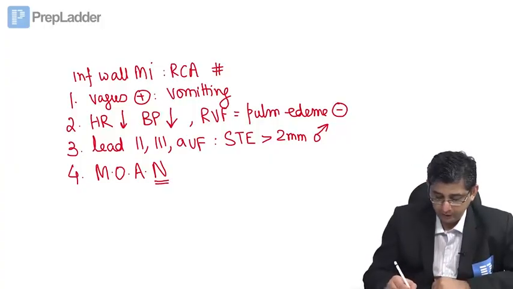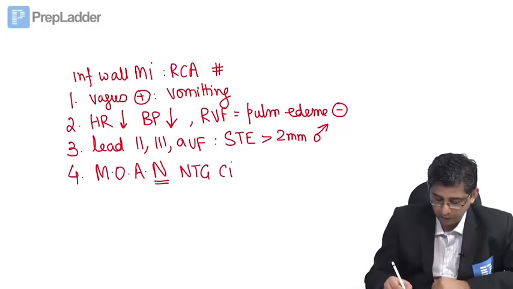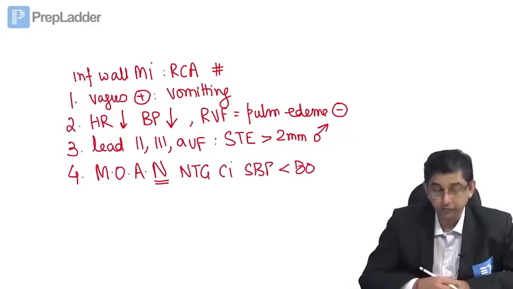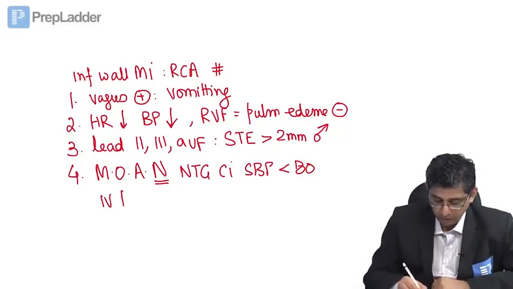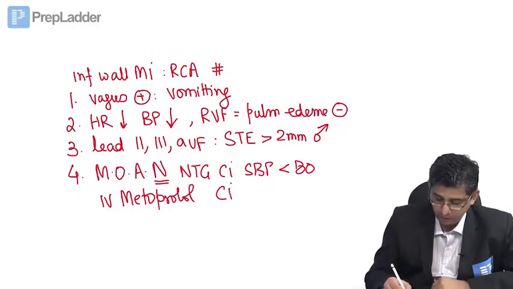Remember that nitrates are contraindicated in hypotension, so you should not give nitrates if the blood pressure on admission is less than 80, and nitrates are contraindicated in inferior wall MI. On admission, in all cases of MI, a beta blocker is given by the name of metoprolol. Metoprolol is also contraindicated in inferior wall myocardial infarction since there is a bradycardia.